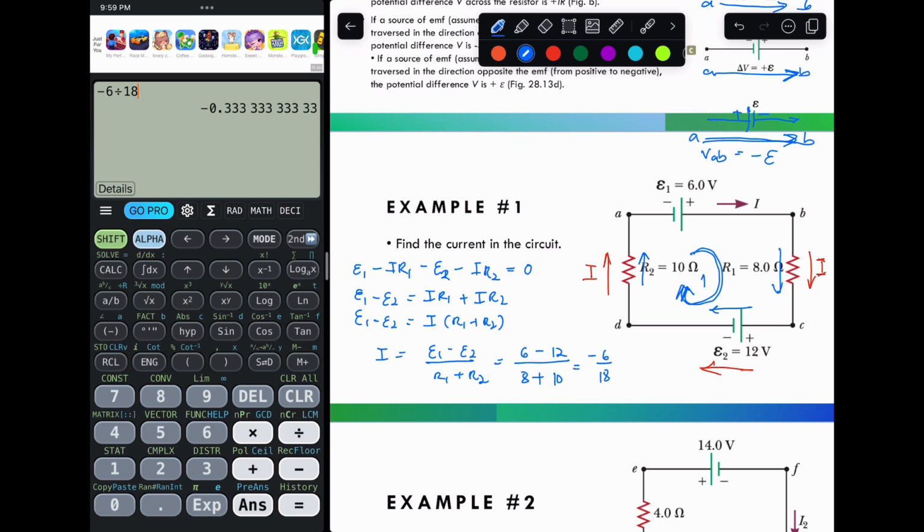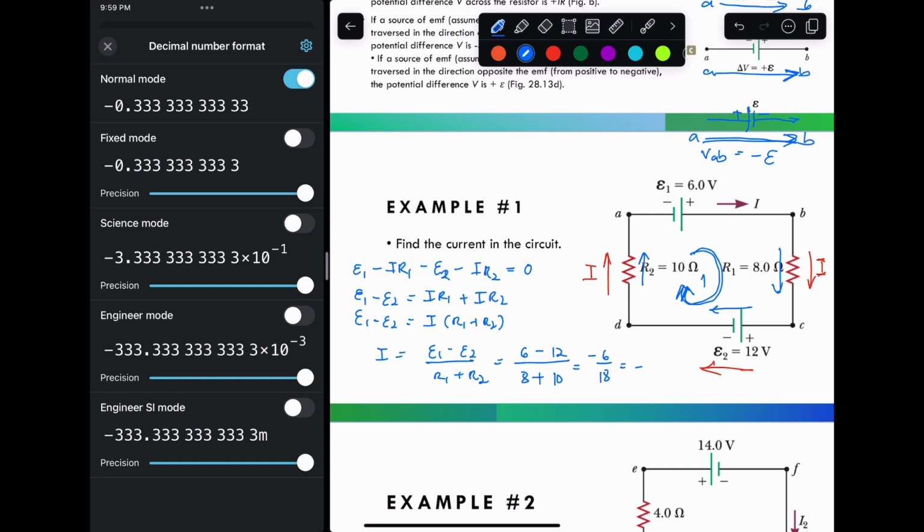Or the answer would be negative, so we could have a 333.33 milliampere. And that would be our current. So the current is negative. Okay, so that means our assumption, the direction of our current, is just the opposite. It's not from left to right.